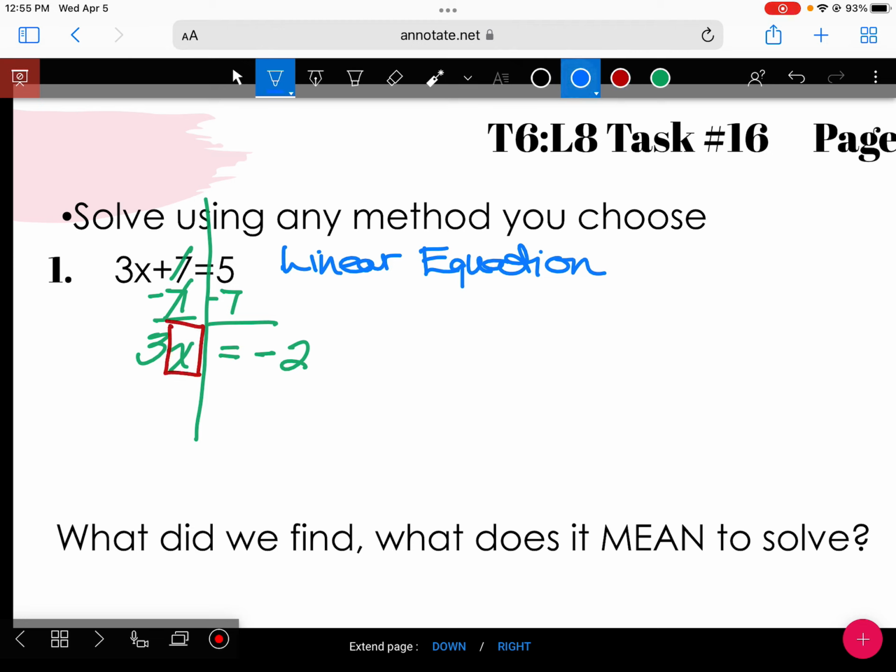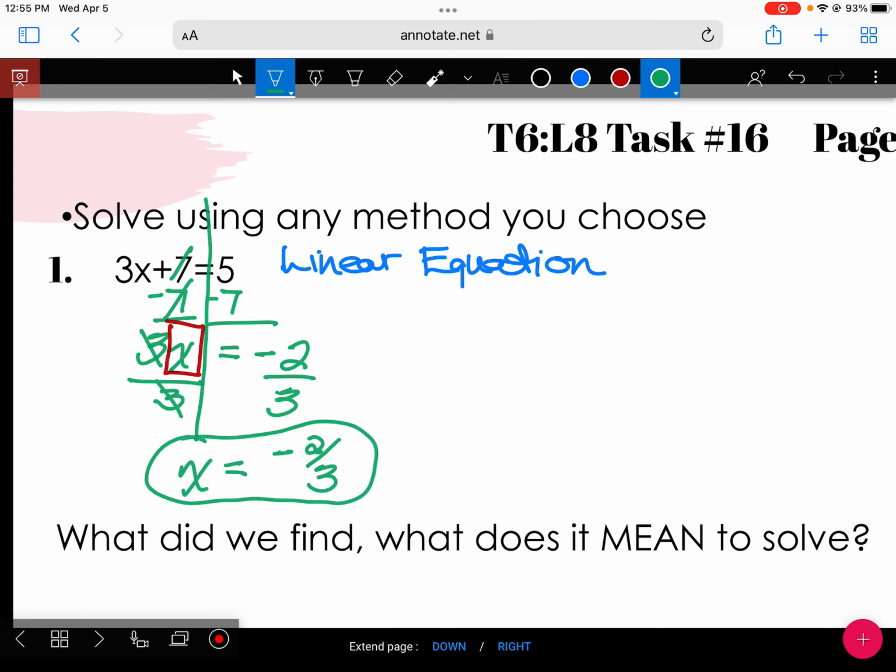So what will I do next? Divide by 3. Divide by 3. If you do it on one side, you have to do it on the other. The 3's simplify out, and I get x equals negative 2/3. Okay? So that seems to be my answer.